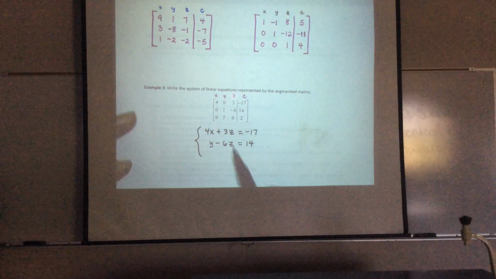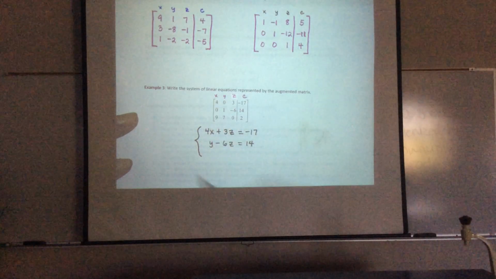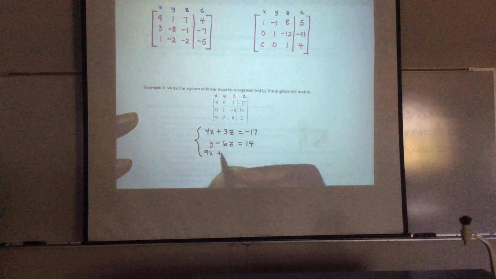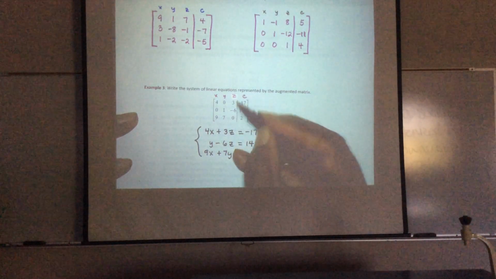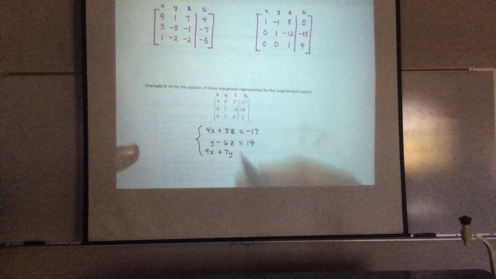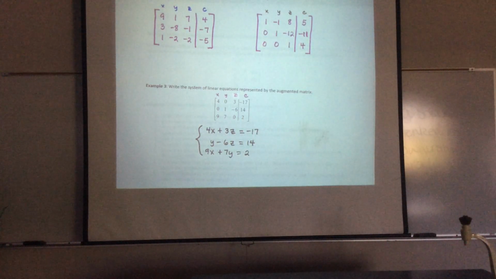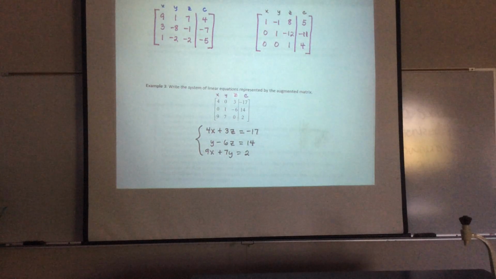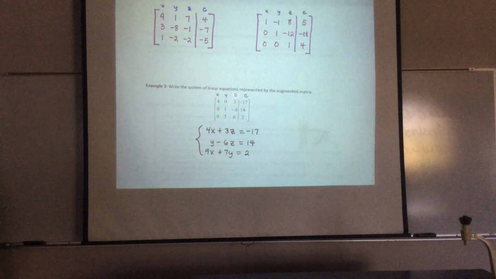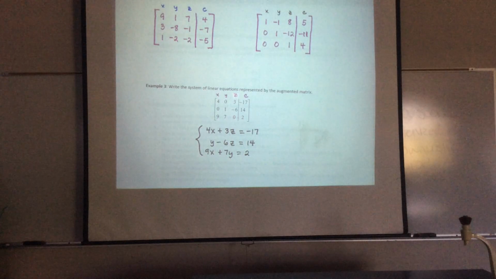Okay, now that last equation, 9, 7, 0, 2, but 9 is the coefficient of x, so that'll be 9x. But 7 is the coefficient of y, so it'll be plus 7y. 0 is the coefficient of z, so we don't necessarily need to write 0z. Then that's going to be equal to the constant, which is 2. So this is the system of linear equations represented by that augmented matrix: 4x plus 3z equal negative 17, y minus 6z equal 14, and 9x plus 7y equal to 2.